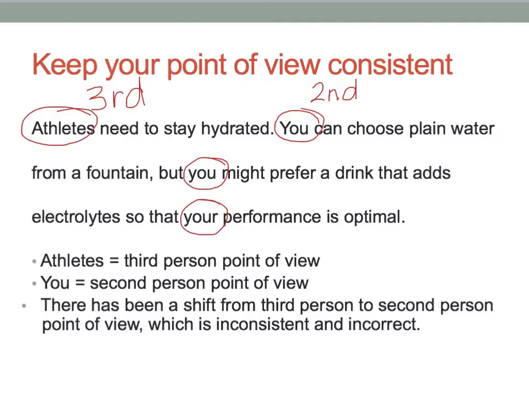So let's fix it. Let's change "you" to "they." They can choose plain water from a fountain, but they might prefer a drink that adds electrolytes, so that now we need to use the possessive "their." Performance is optimal. Now, the entire two sentences are consistent in the third person point of view.